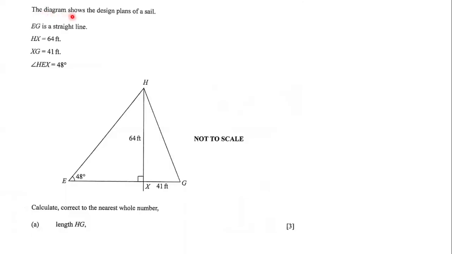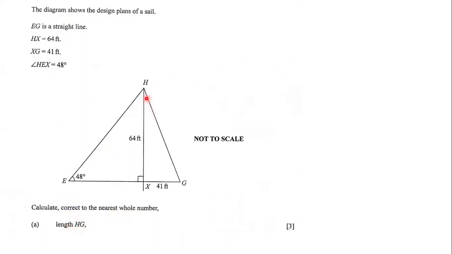The diagram shows the design plans of a sail. EG is a straight line, HX is 64 feet, XG is 41 feet, and angle HEX is 48 degrees. So here we have the diagram, and they want us to calculate, correct to the nearest whole number, the length HG.